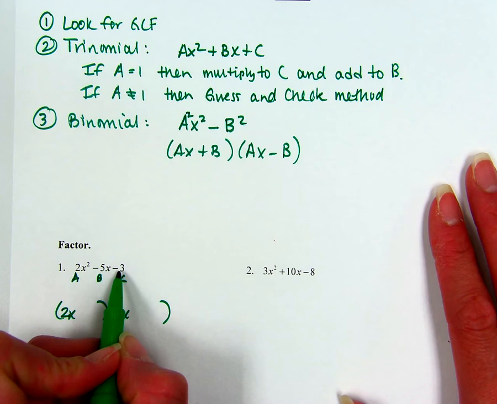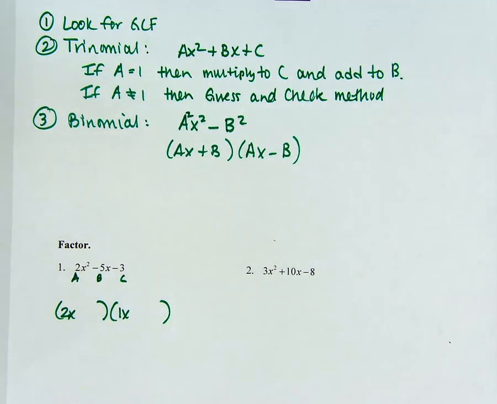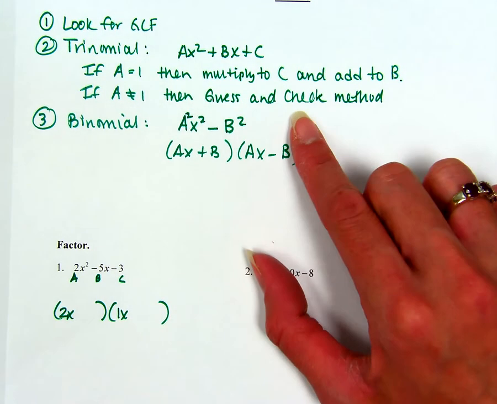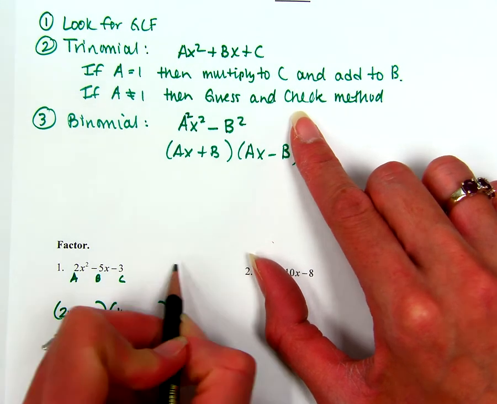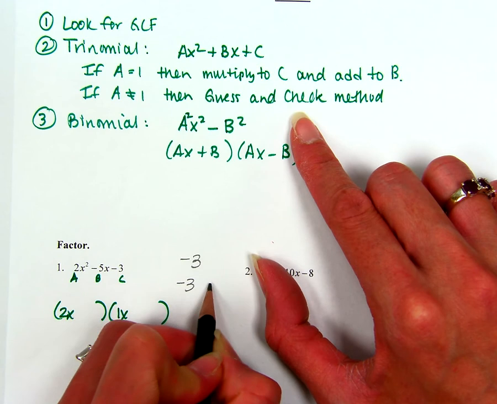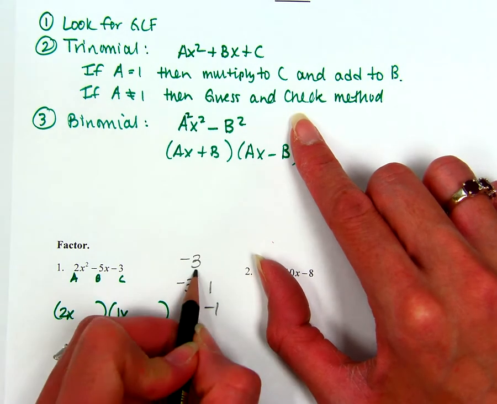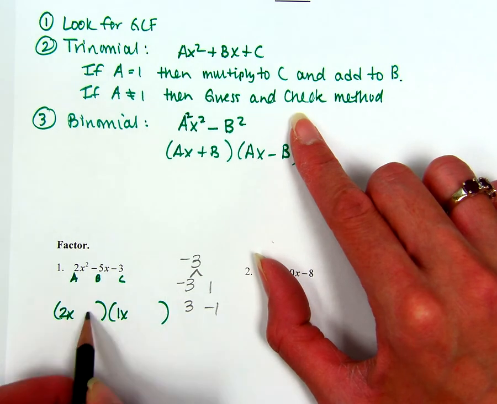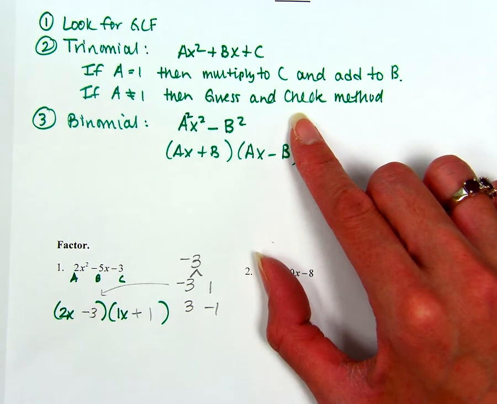All right, now I need to multiply to negative 3. Well, I'm going to use a pencil for this, because we're going to do guessing and checking. And if it doesn't work out, then we're going to erase and try something else. So what multiplies to negative 3? Well, I could multiply negative 3 and positive 1, or positive 3 and negative 1. So the guess and check method just means guess and see if it works. So we're just going to try this first one, negative 3, positive 1.